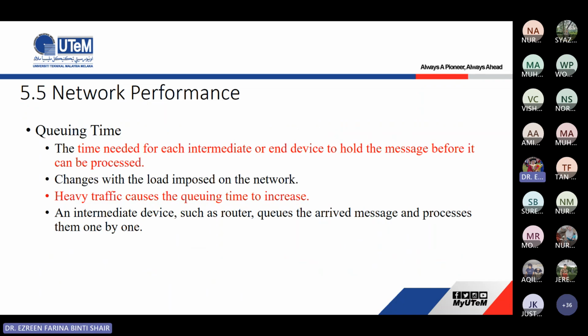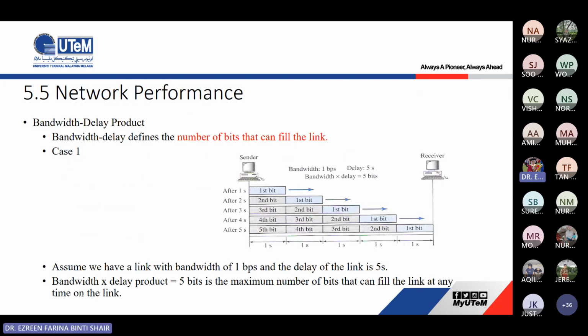And the second last is the queuing time. Queuing time is the time needed for each intermediate or end device to hold the message before it can be processed. And the last one is the bandwidth delay product. Bandwidth delay product defines the number of bits that can fill the link.